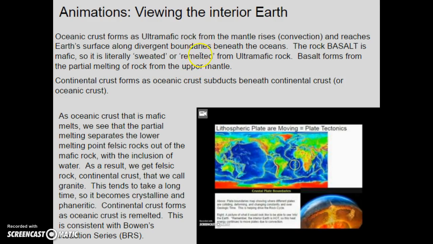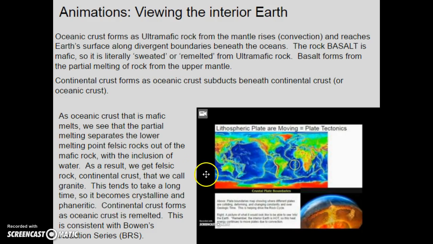If I remelt and sweat out the less mafic minerals, it's going to be mafic instead of being so dominantly ultramafic. Whereas continental crust forms as oceanic crust subducts beneath continental crust, or oceanic crust. So if we find subduction, we're finding the partial melting of oceanic crust, and we are getting felsic minerals.